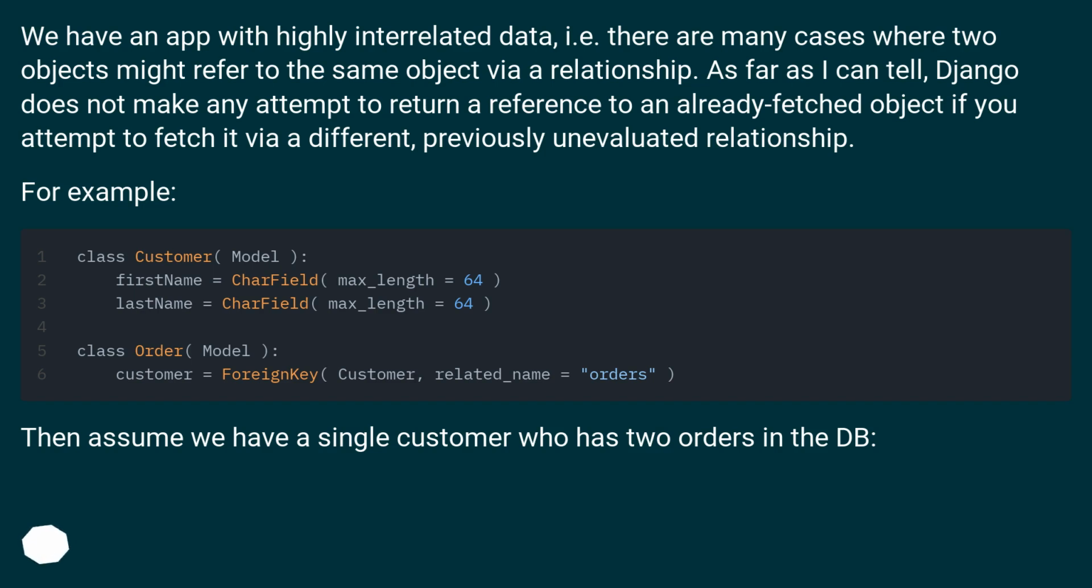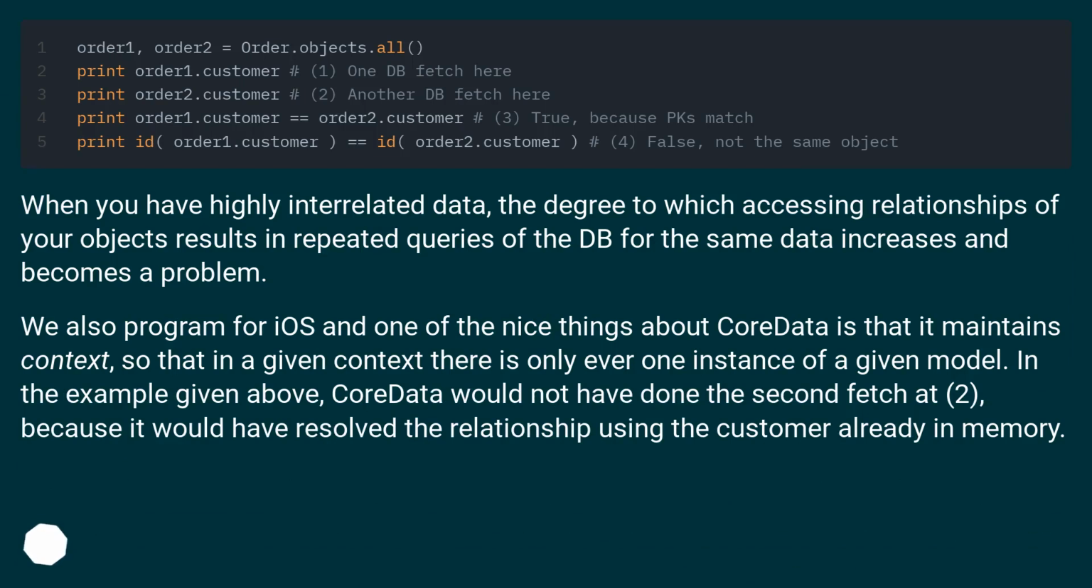then assume we have a single customer who has two orders in the DB. When you have highly interrelated data, the degree to which accessing relationships of your objects results in repeated queries of the DB for the same data increases and becomes a problem.